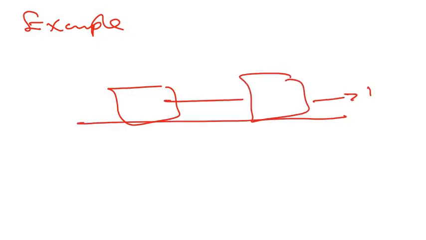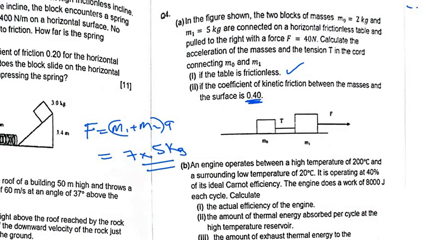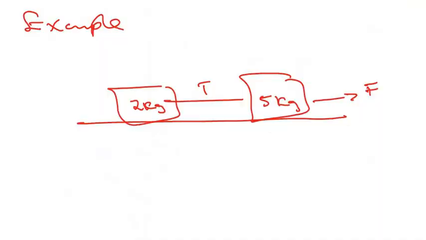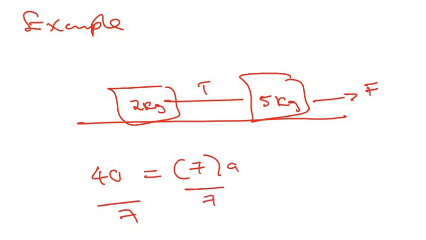So there's a force here that we're using to pull. There's tension there. This is the 2 kg. This is the 5 kg. The force that we're using to pull this thing with, they're saying, is 40 newtons. So 40 newtons is equal to the 2 masses added together, that's 7, times the acceleration. We want to get the acceleration first, so you divide this and you get your acceleration.